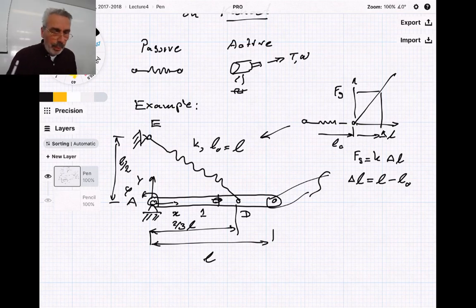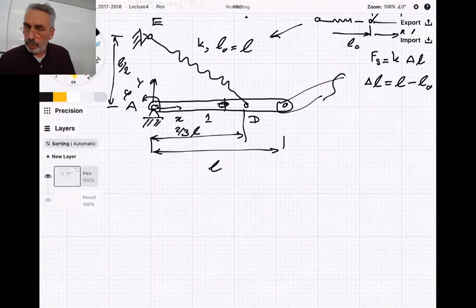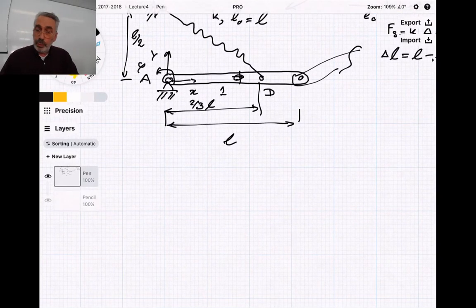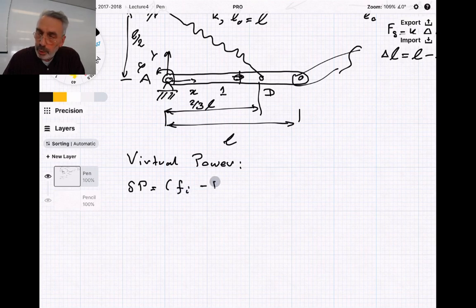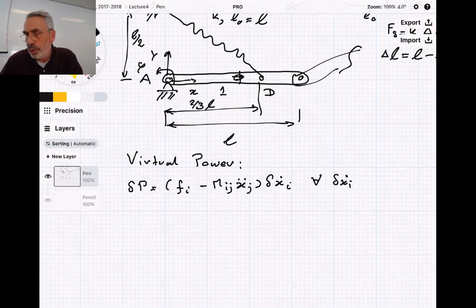Okay, back to our problem. So how do we incorporate such a spring? Well, there's one big mechanism or system we have, and that is our virtual power, because through this virtual power we can connect everything. So the virtual power of our system was initially, we had our applied forces, Fi, and our D'Alembert mass terms, and for now let's forget about the constraints, or we can say, it's for all velocities which fulfill the constraints. So, done.